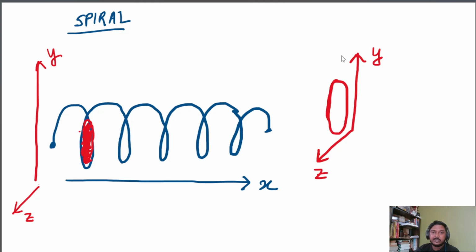This is a very typical motion which happens only in space. You will be coming across this kind of motion when you will be studying electromagnetism in class 12. Basically a charged particle will be moving in this way in an electromagnetic field. So that will be an example of this kind of motion.